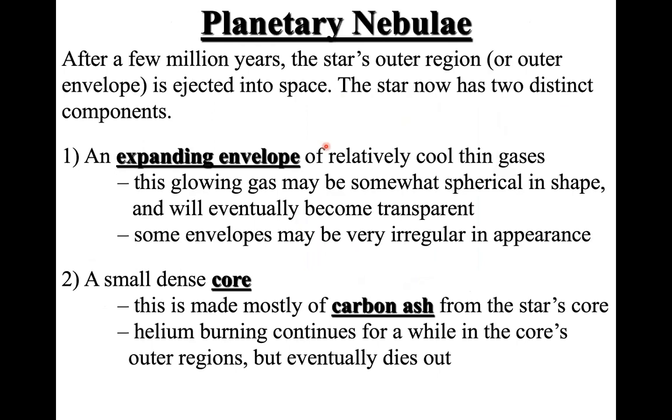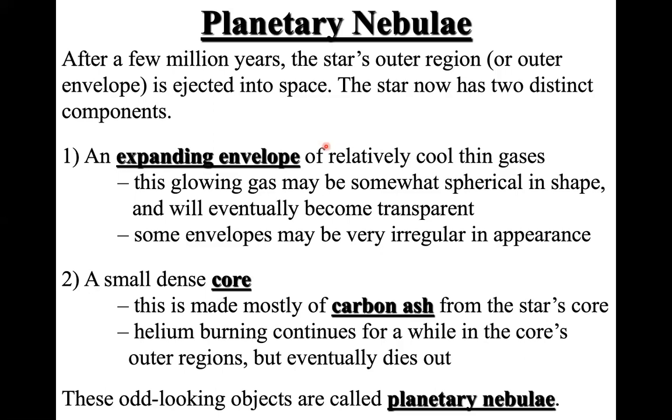So make sure that you understand these two clearly. And this carbon ash core will remain as it is, but this expanding envelope will be ejected out to the space, right? And these odd looking objects are what we call planetary nebulas. These are objects that look very beautiful through a telescope if you get a chance to observe them.